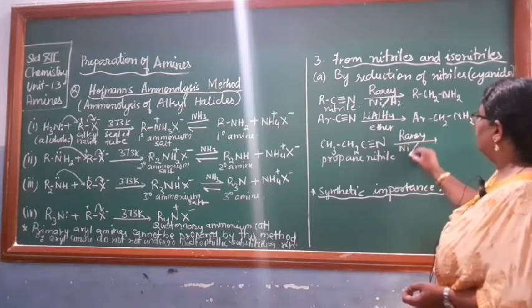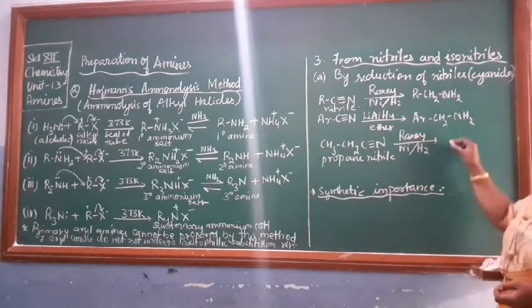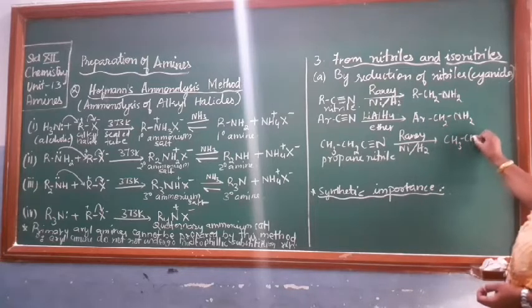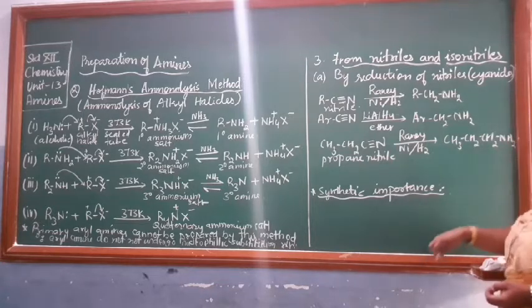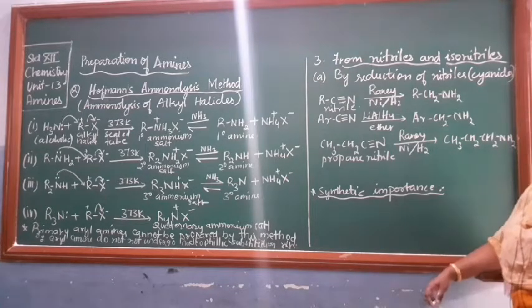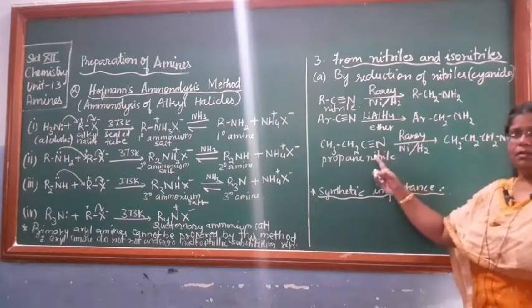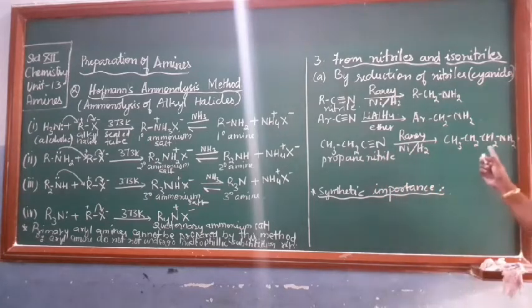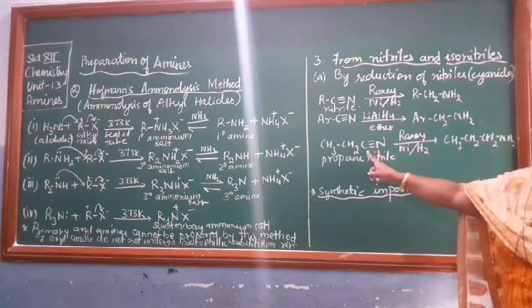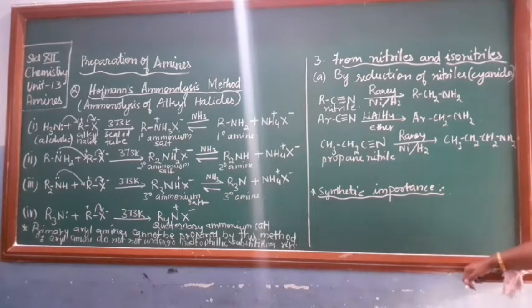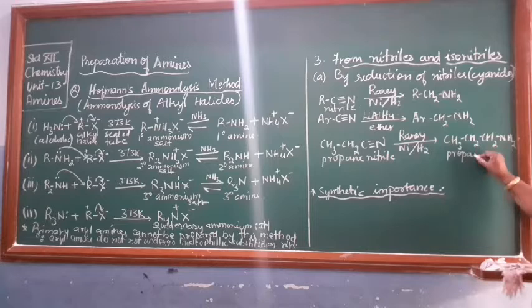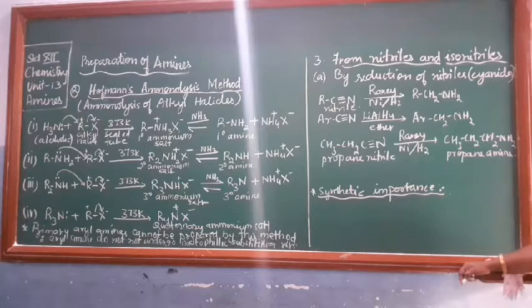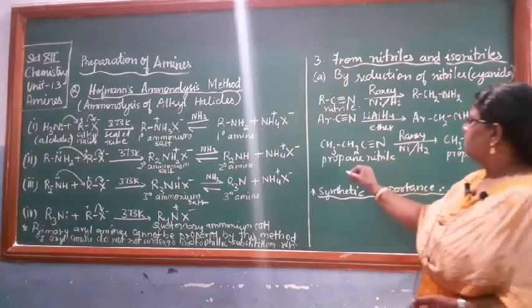Raney nickel and H2, it gives you what? CH3CH2CH2NH2. So here what do you observe? That we are getting an amine, addition of H2 is taking place at C and at N. So this will be your propane amine. I hope it is clear. Let us see the right one also.